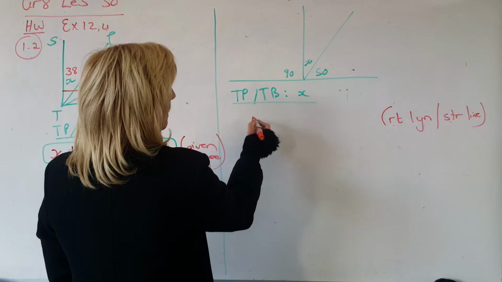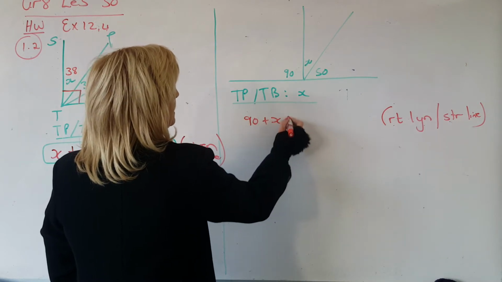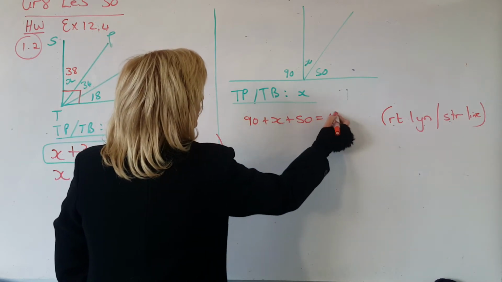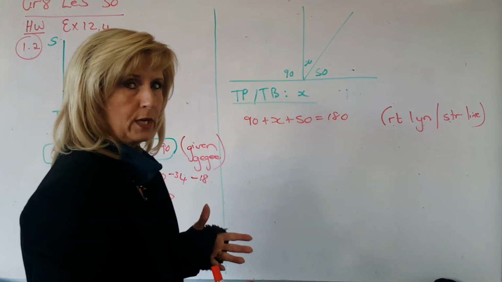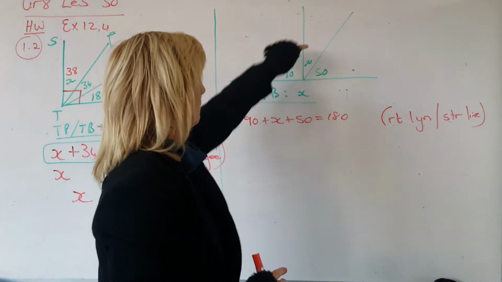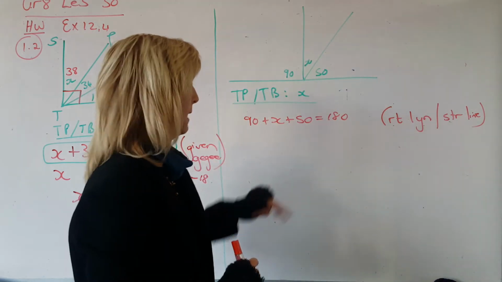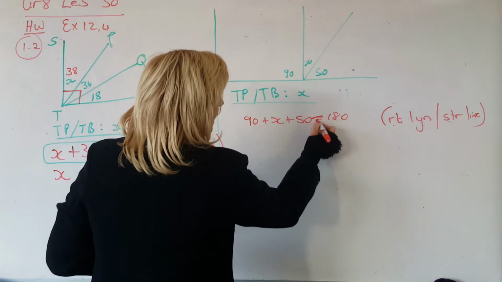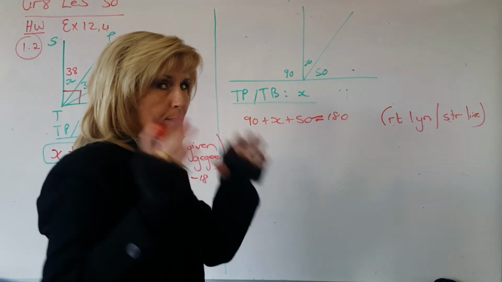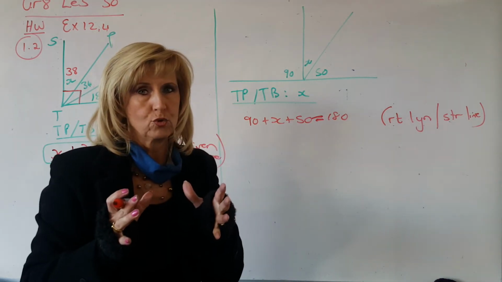So ek kan sê 90 plus x plus 50 is 180. 90 plus x. Could you do that in a different order? Natuurlik. 50 plus 90 plus x. Whichever order, doesn't matter. In enige volgorde. En nou het ek weer eens 'n vergelyking. You're never going to get rid of that basic principle of equations that I taught you.